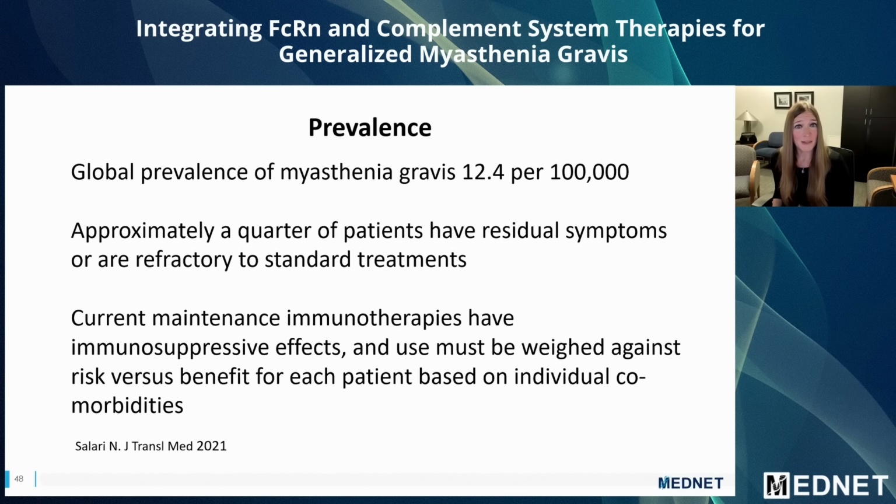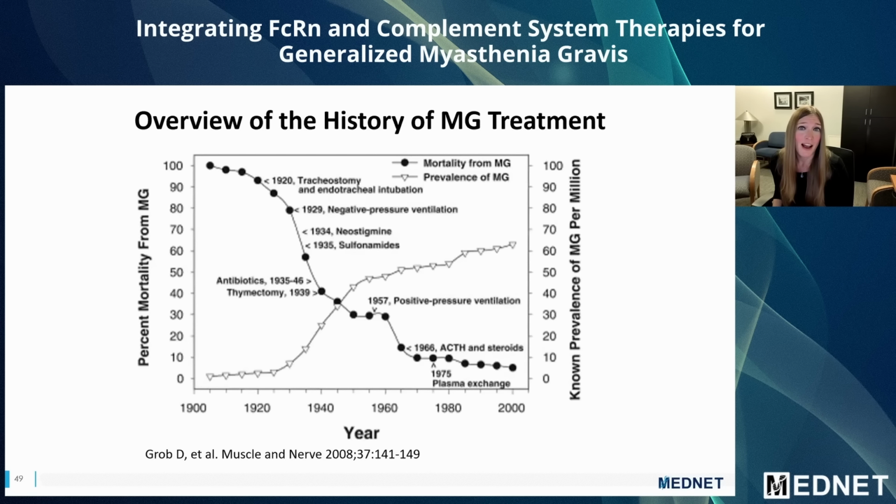Generally speaking, it's still a rare disease, 12 in 100,000. A quarter of patients still have residual symptoms or are refractory, and that's where I tend to use a lot of these newer treatments. Keep in mind too that the current maintenance immunotherapies have immune suppressive effects, so that has to be weighed as risk versus benefit for every patient.